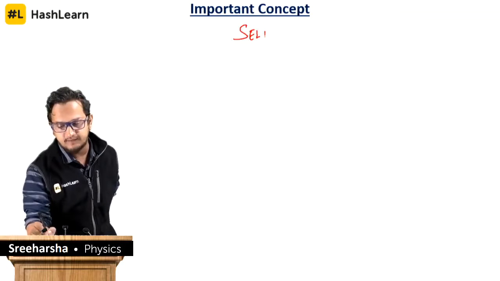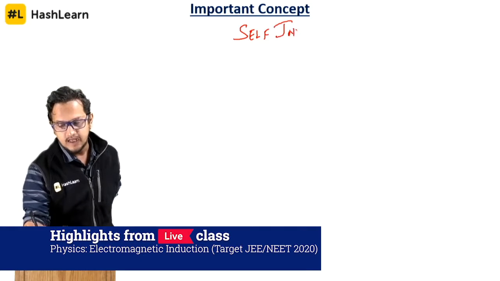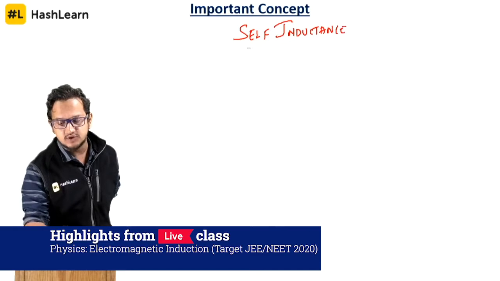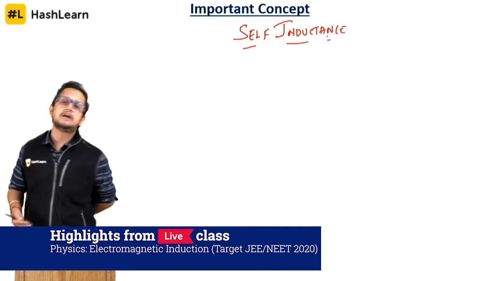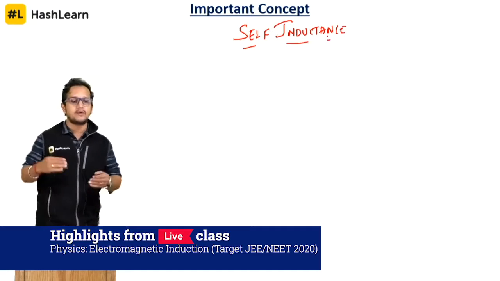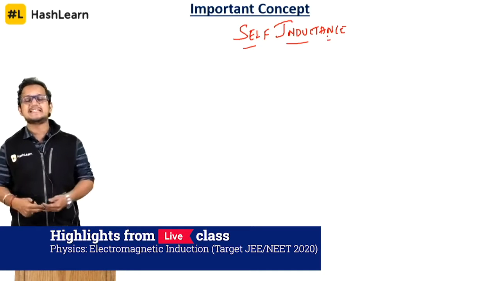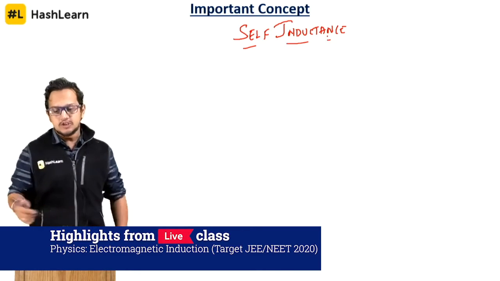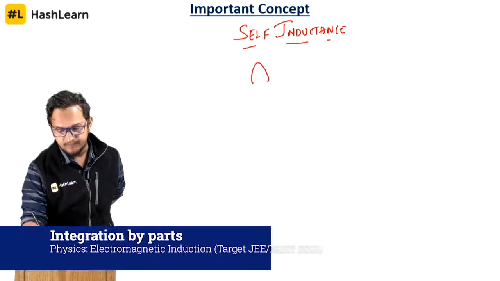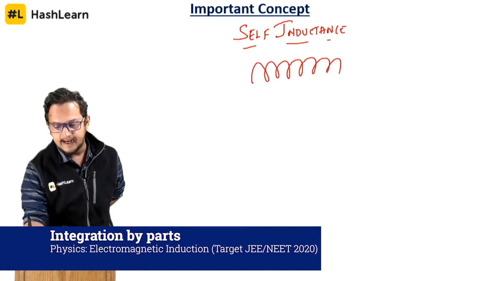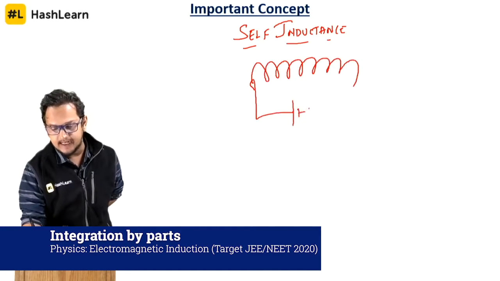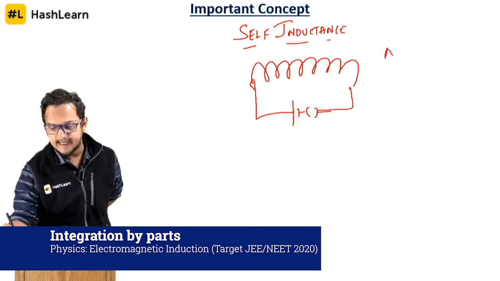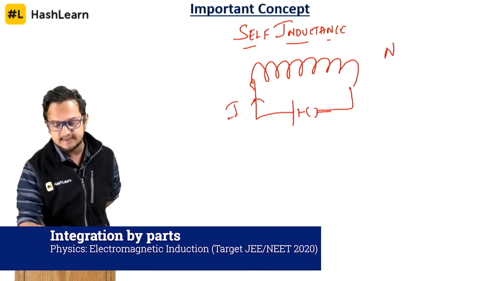This is called the self-inductance. And I hope you are very familiar with, or have understood, the definition of inductance. It is the property of the circuit which opposes the current in the circuit. So let us take a coil, and it is connected to a battery and a plug key. It has N number of turns and the current is I.